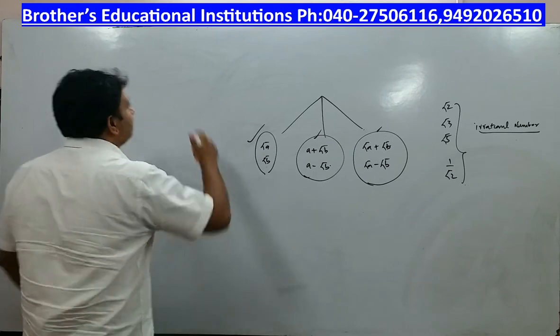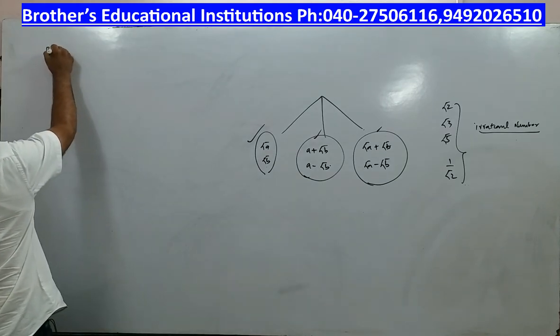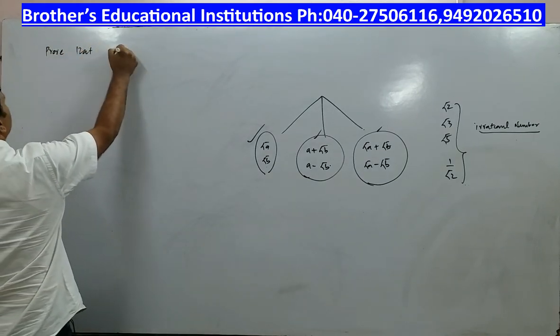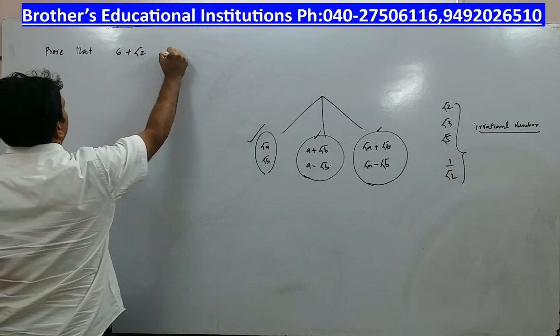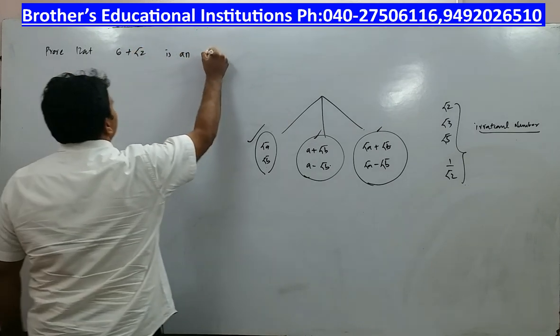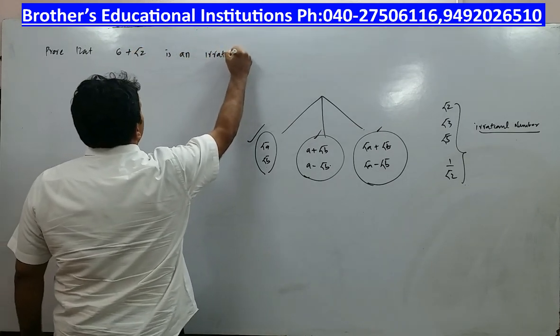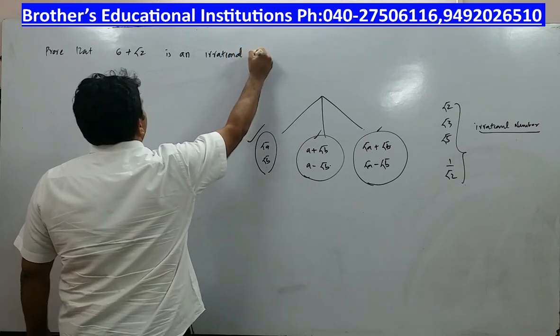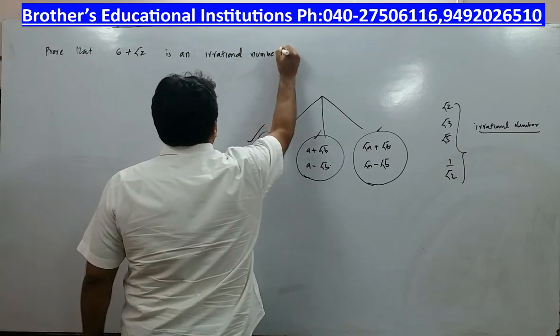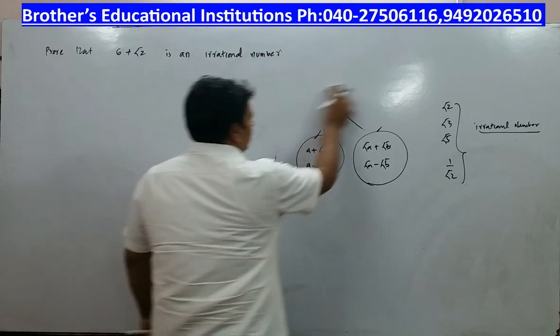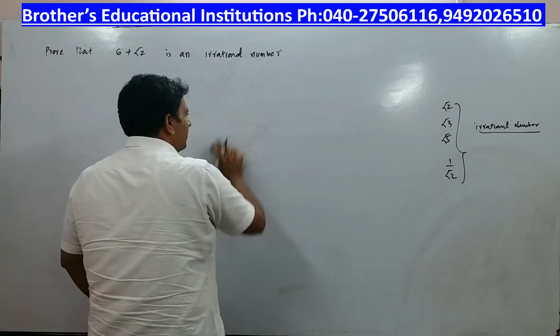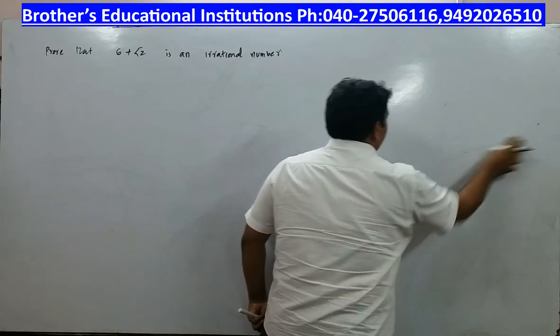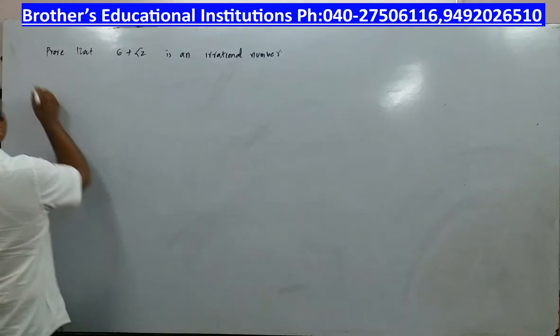Prove that 6 plus root 2 is an irrational number. How do you prove that? See here, very simple. It's a 2 marks question. Same method.